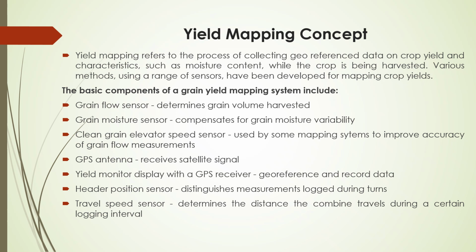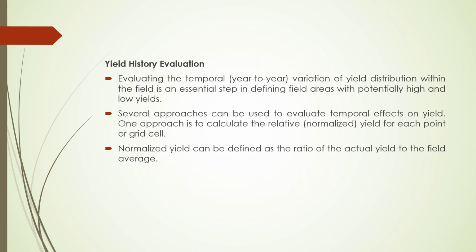Then GPS antenna receives the satellite signal. Yield monitor display with the GPS receiver geo-references and records the data. Then header position sensor distinguishes measurements logged during turns. Then travel speed sensor determines the distance the combine travels during a certain logging interval.